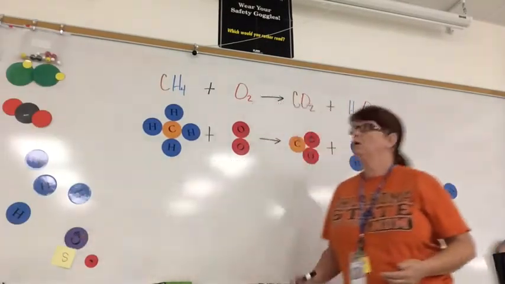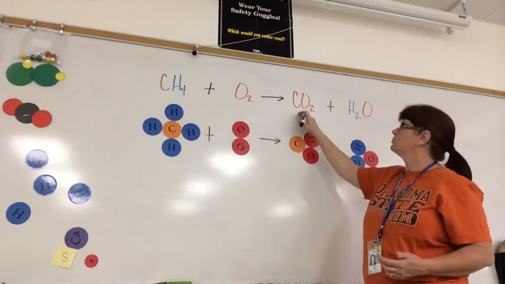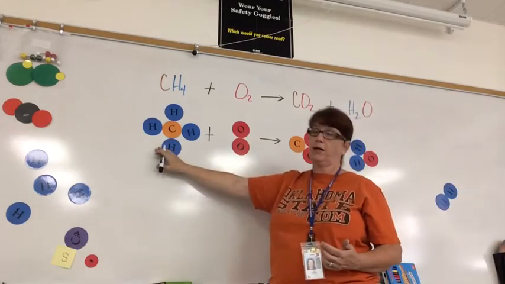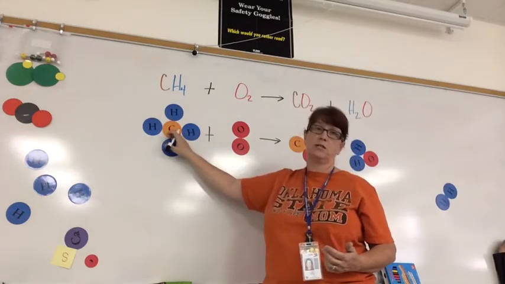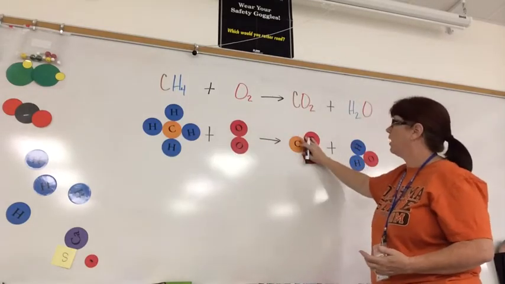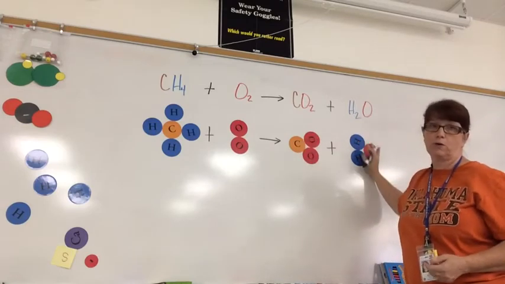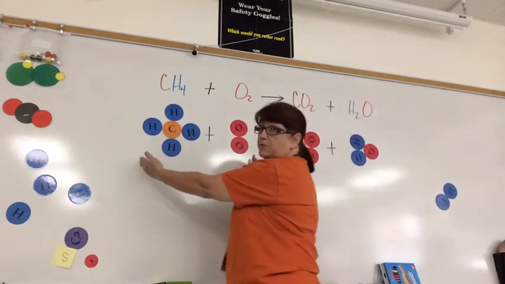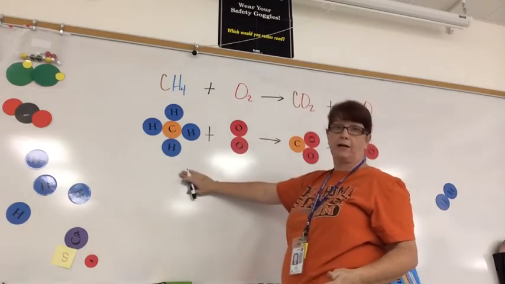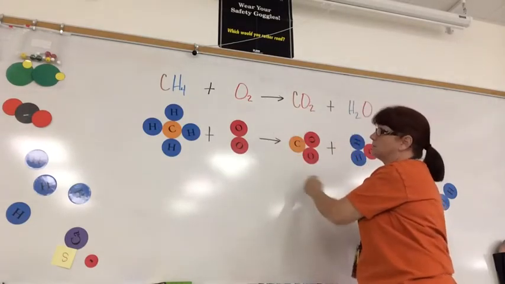Okay, let's look at this example here. The example up here is CH4 plus O2 yields CO2 plus H2O. So I have my diagrams: my CH4, my molecule of O2, one molecule of carbon dioxide, and one molecule of H2O. Remember, anything on the left-hand side of the yield sign is called the reactants. Everything on the right-hand side is called the products.